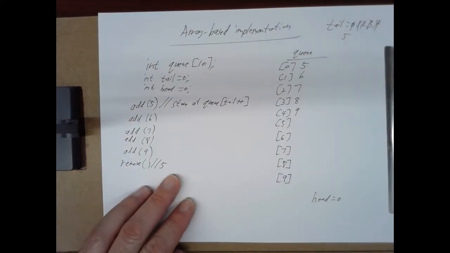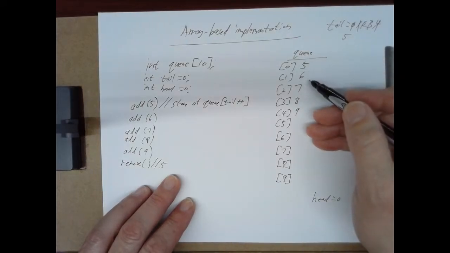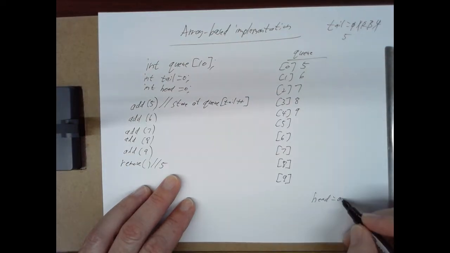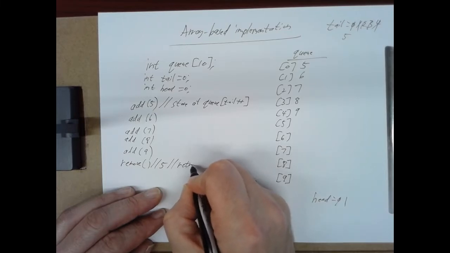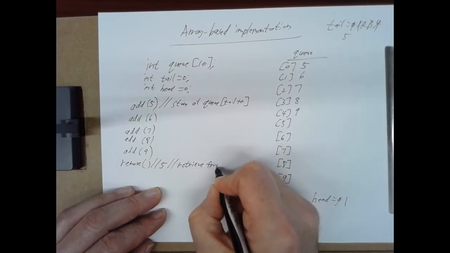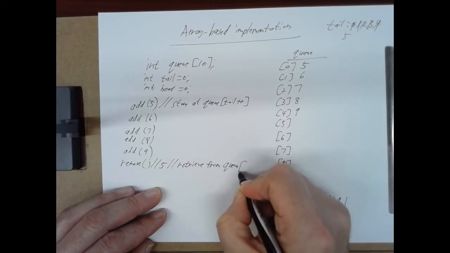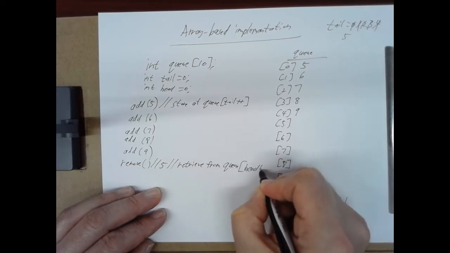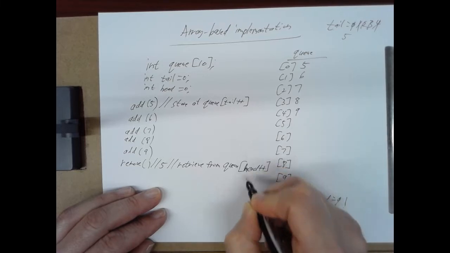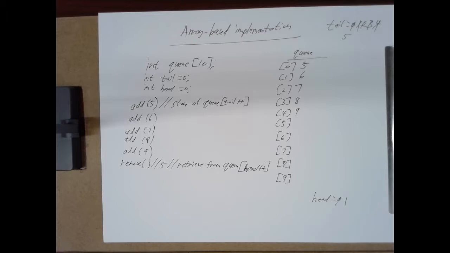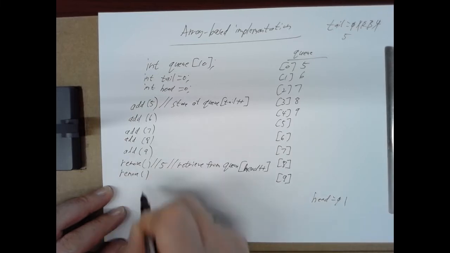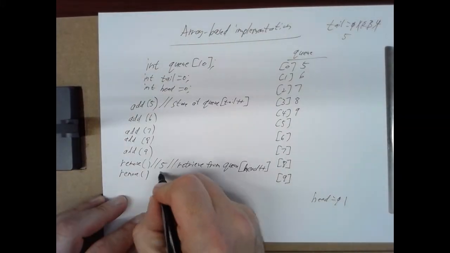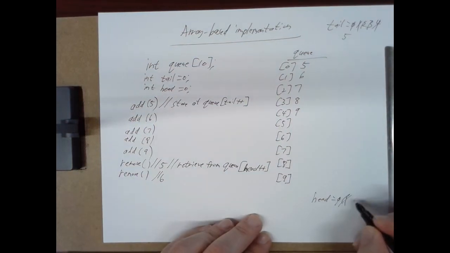So I'll remove the 5, and then I want to increment my head. So at the next time I remove, I'm going to grab index 1, and the next time I'll grab index 2. So remove is going to say retrieve from queue head plus plus. So if I say remove again, I'm going to grab the element at index 1. That's a 6, and I'm going to increment my head pointer.